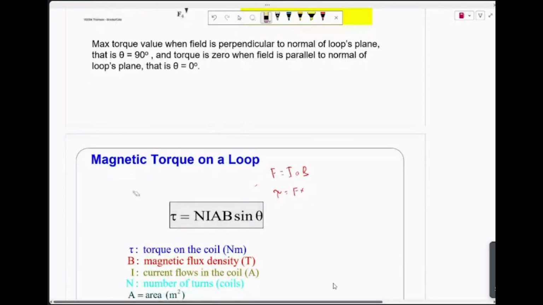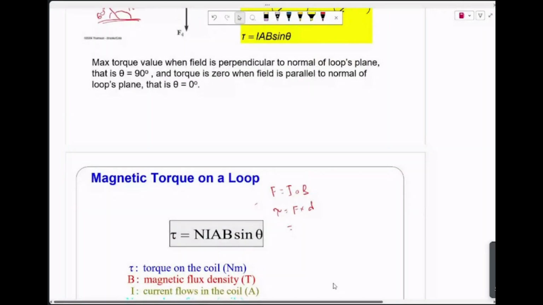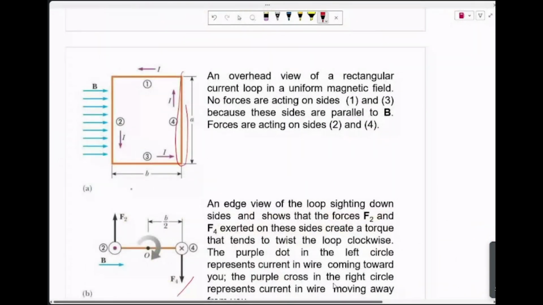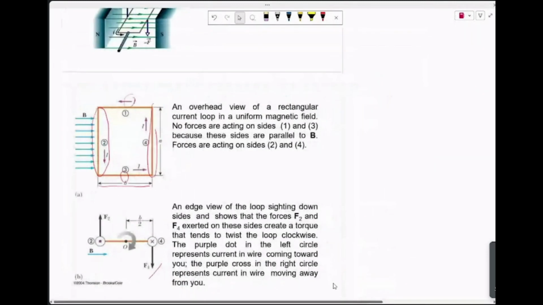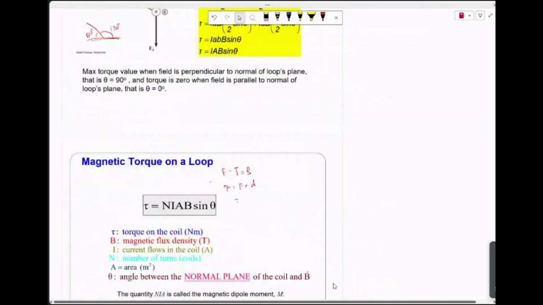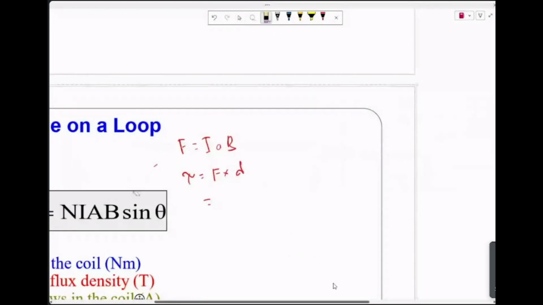In this case we simplify because of the area just now. The distance between the two forces, which is this one, is one force because these two don't have any force. The force F4 and force F2 here, the distance between these two forces is B. And then we reduce this one going to be B. So what we have here is I, A, B.